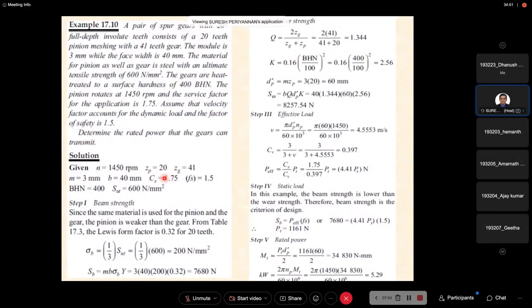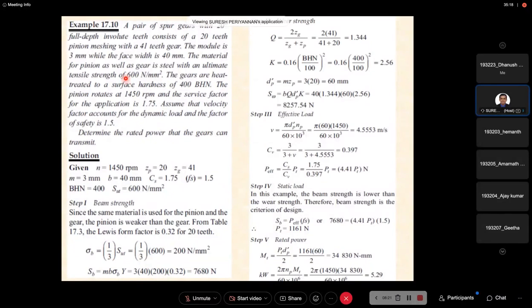Zp, the module, the number of teeth on pinion and gear, the service factor, and the factor of safety are given. Now come to the beam strength. What is the beam strength equation? We already know it: m b sigma b into Y. Sigma b is 600 Newton per mm square given. From this we are able to find the permissible sigma b.